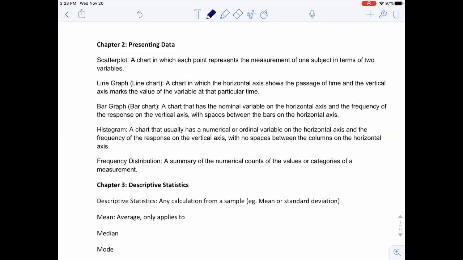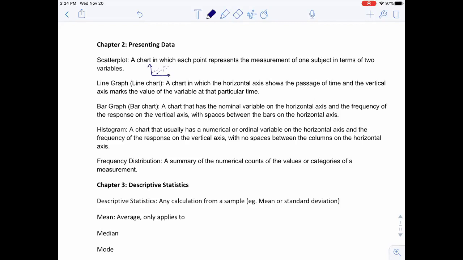Yeah. Chapter 2 was one of those fun sections where we're just talking about how we present data, depending on the type of variable that we have. A scatter plot we know is something that looks like this, where you've mapped your dependent variable against your independent variable.